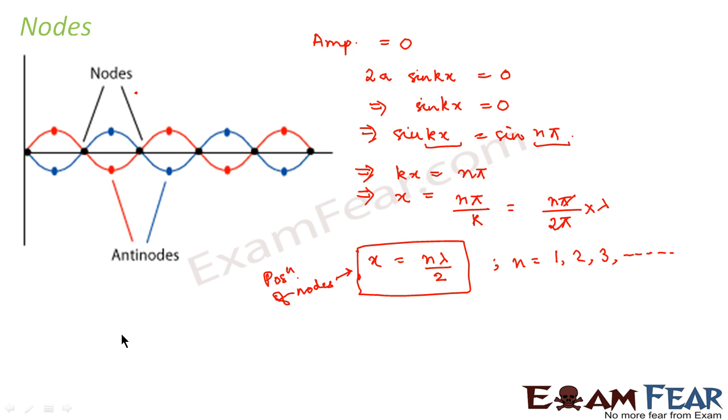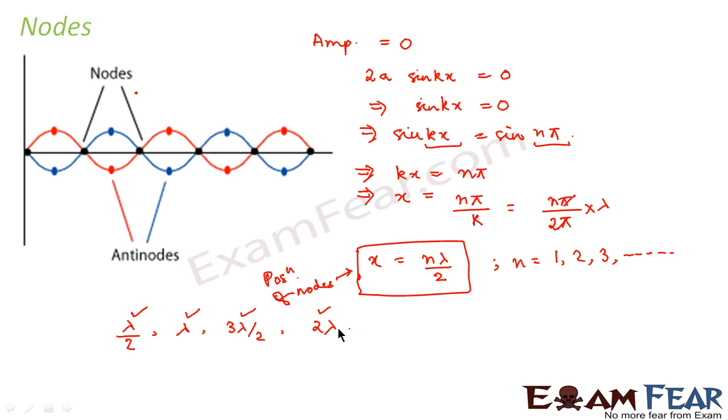So if I look at nodes, where will all the nodes form? When n is equal to 1, it is lambda by 2. The next node will be formed when n is equal to 2, that will be equal to lambda. When n is equal to 3, it is 3 lambda by 2. Again, n equal to 4, that is 2 lambda. So the first node will form at lambda by 2, the next at lambda, the next one at 3 lambda by 2, and the next one at 2 lambda.